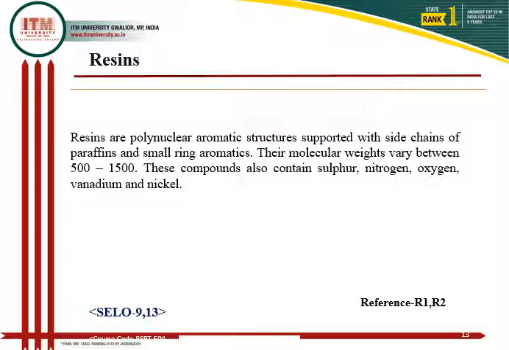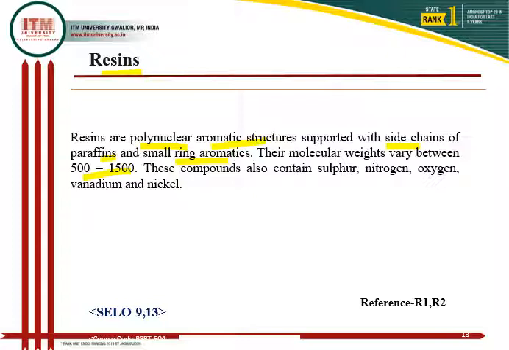The next compound is the resins. What are resins? Resins are polynuclear aromatic structures supported with side chains of saturated hydrocarbons, that is paraffins, with small ring aromatics. Their molecular weights vary from 500 to 1500. So they are high molecular weight polynuclear aromatic compounds with side chains of saturated hydrocarbons.